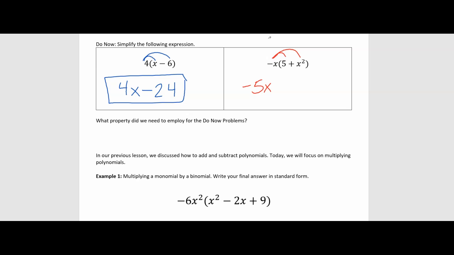Then I have negative x times x squared. Now, this gives me negative x cubed, because remember, the exponent on the x is just 1. And when I'm multiplying two bases that are the same, I am adding the exponents together. So 1 plus 2 gives me 3. I did say that I gave away this answer down below. What property did we need to employ for the do now problems? That was the distributive property.